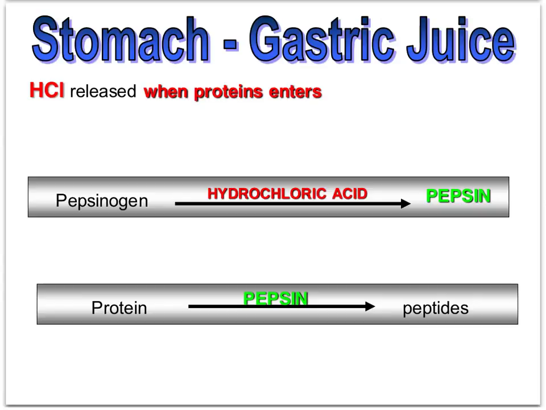So in the presence of hydrochloric acid here, this pepsinogen, an inactive form of the enzyme, is converted to the active form of the enzyme. That is called pepsin. Pepsin then, in its active form, will start to digest protein in a chemical digestion into peptides. So it begins to break those large proteins into smaller proteins, which we call peptides.